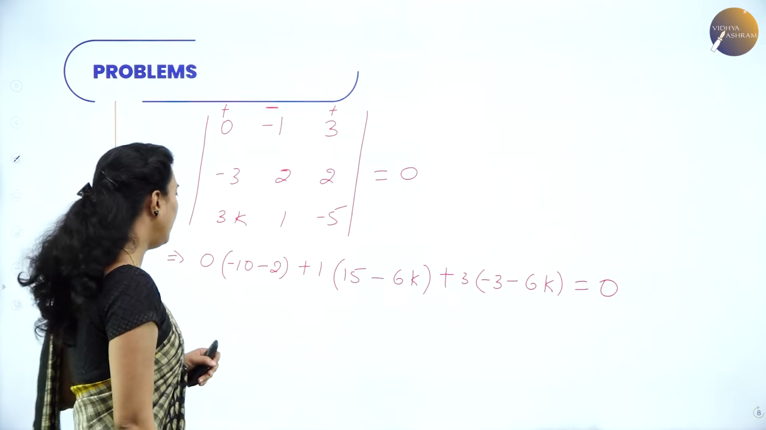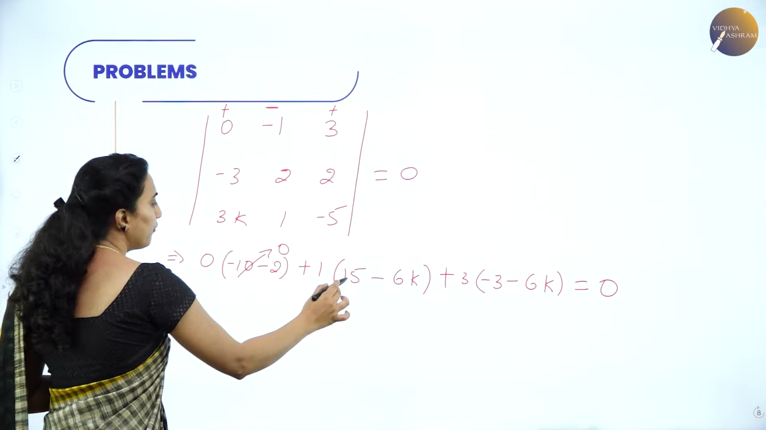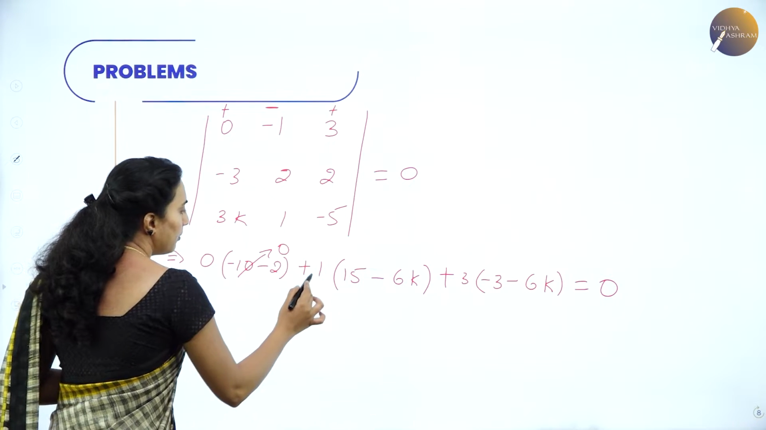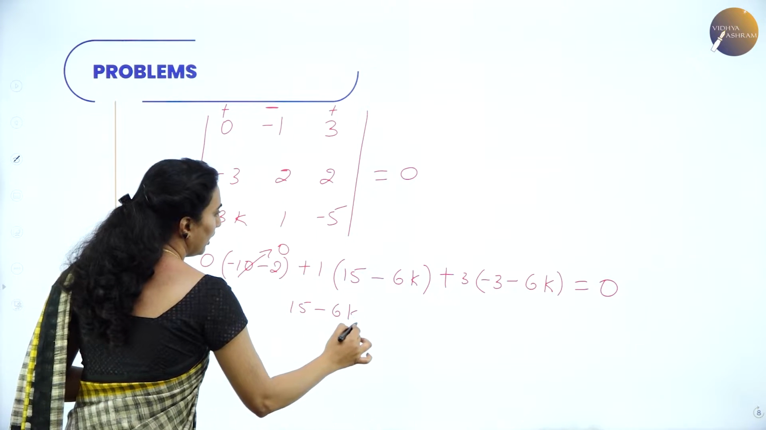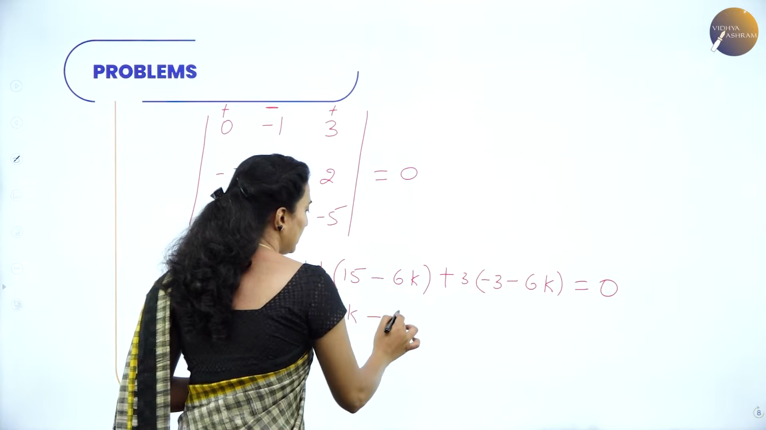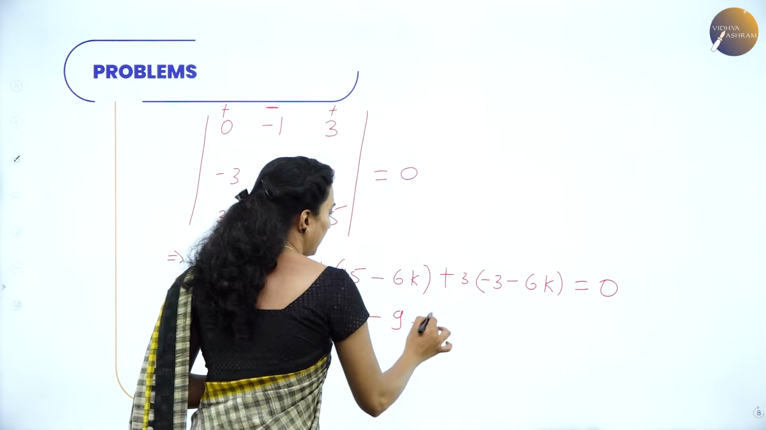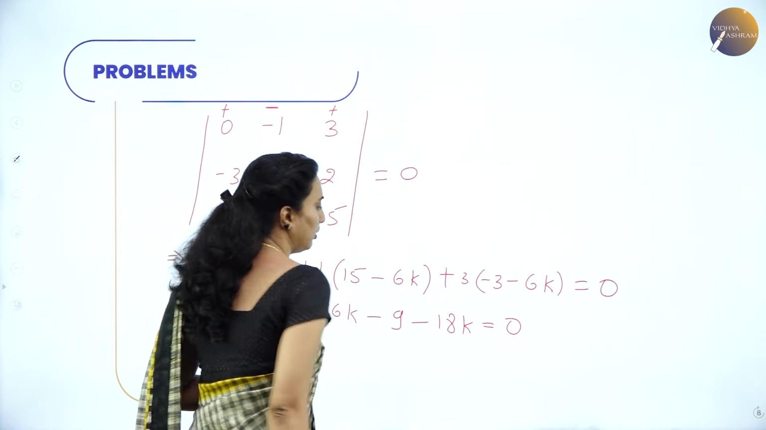Now let me evaluate this. So this will be equals to 0. Now here 1 into 15, let me multiply: 15 minus 1 into 6 is 6k. Again here 3 3s are, plus into minus is minus, 3 3s are 9, plus into minus is minus, 3 6s are 18 is equals to 0.